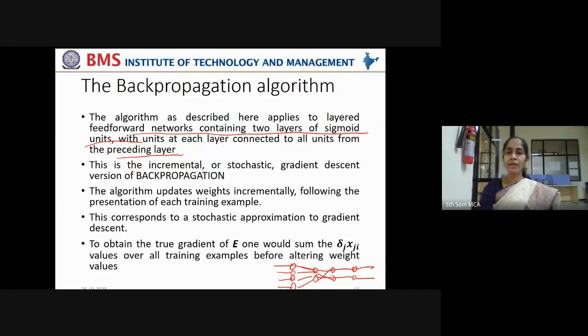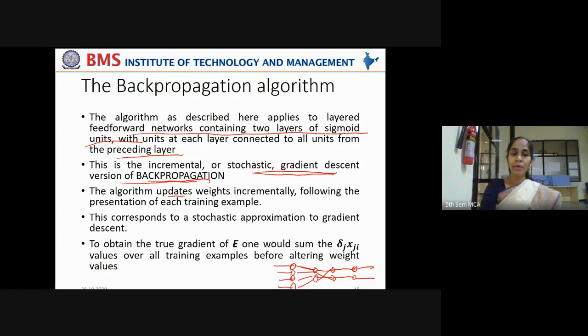This is the incremental or stochastic gradient descent version of backpropagation. Right? At each iteration, the error term is calculated, and accordingly, it is passed back in order to adjust the weights. It is back propagated in order to adjust the weights. The error at each iteration is back propagated in order to learn from the prediction errors and adjust the weights. That is why it is called the backpropagation algorithm. It is learning. It is trying to descend the gradient of error by learning from the prediction errors in its previous iteration. That is why it is called backpropagation.